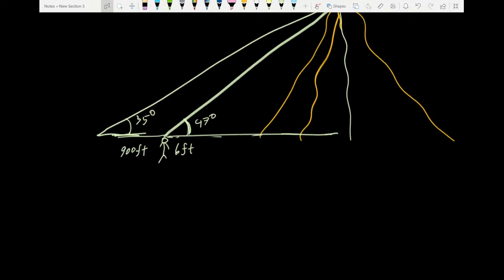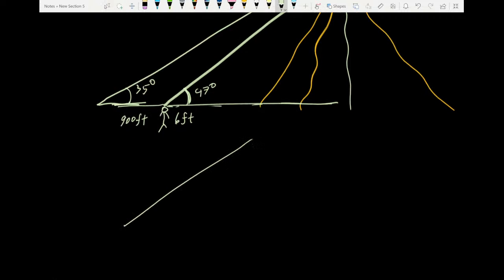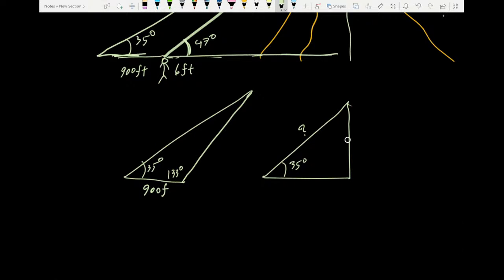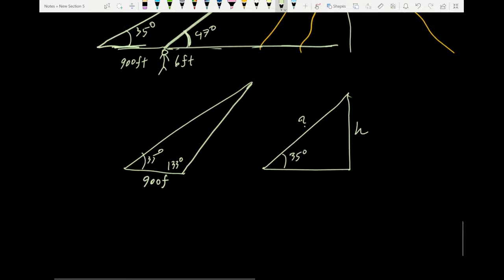So we're going to use law of sines. Let's create the triangle right over here. If this is 35 and outside is 47, this is going to be 133 degrees. And this is your 900 feet. All we need to do is figure out one of these sides. Once we figure out this side, if I know this missing side, I could use sine to figure out the height, because it's opposite over hypotenuse. So let's figure out this missing side.